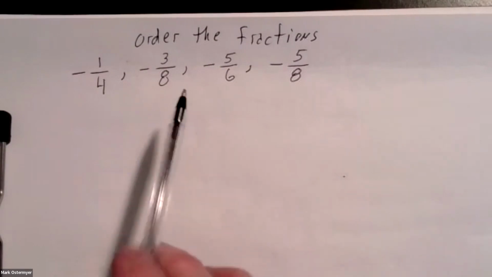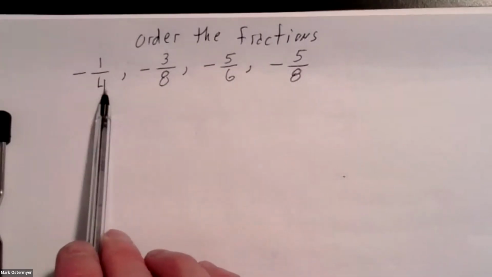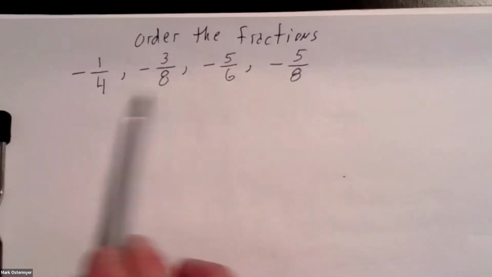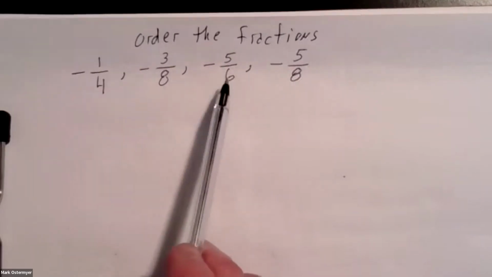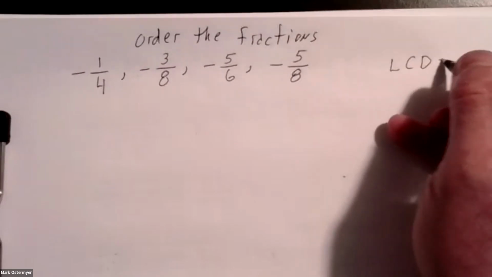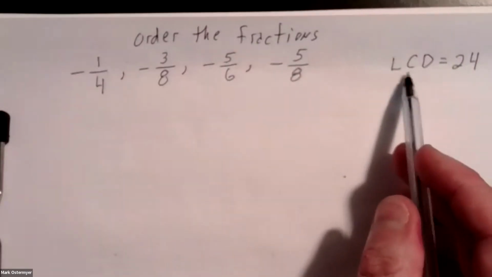Can you think of a number that all of these denominators divide into evenly? 4, 8, 6, and 8. Can you think of a number? 16? Well, 8 will divide. Oh no, sorry, 24. 4 divides, but 6 does not divide into 16. So that's 24 again. Yeah, 24. So you know what? Our least common denominator that we're going to shoot for is 24. LCD stands for least common denominator.